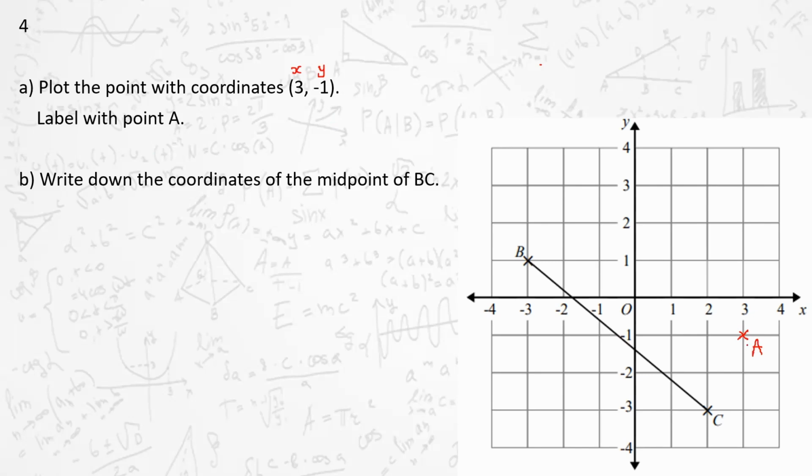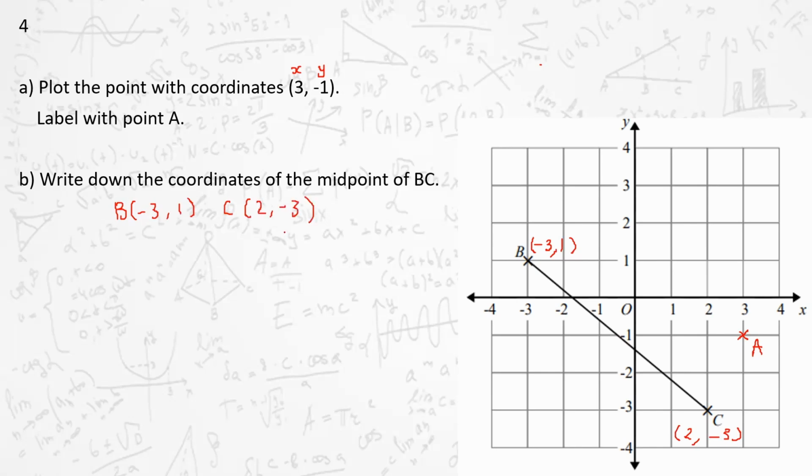Part B. Write down the coordinates of the midpoint of BC. So for point B, my x is minus 3, horizontal axis. My y is 1, vertical axis. And for my point C, my x is 2. My y is minus 3. So those are the two coordinates for B and C. And then we're going to work out the midpoint. Point B, minus 3, 1. Point C, 2, minus 3.